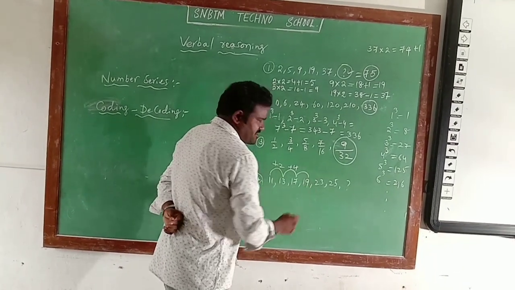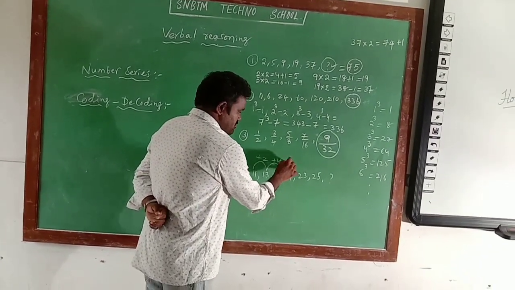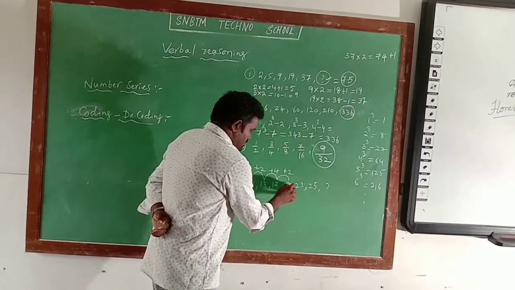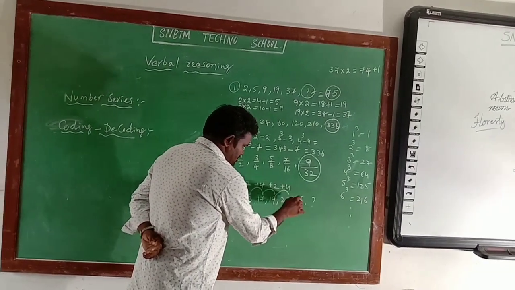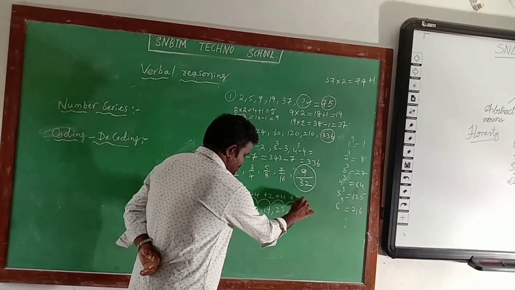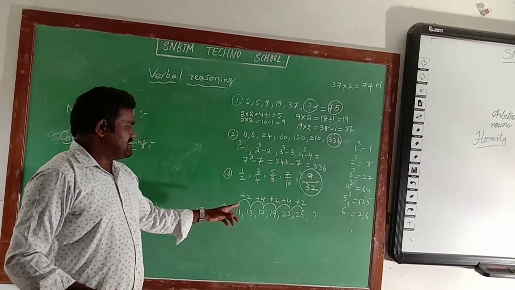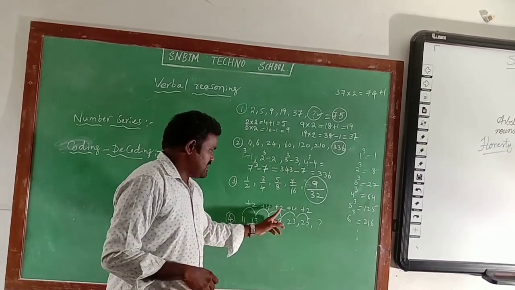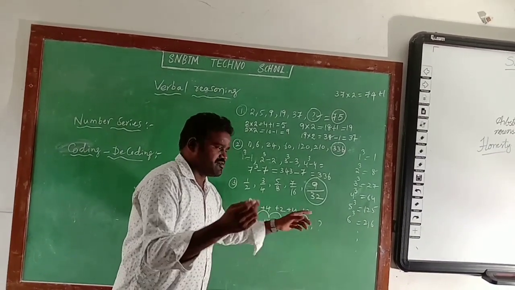So again what is the difference? 17 to 19, plus 2. 2 is the difference. So again what is the difference? Plus 4. Here clearly we can understand the pattern. Plus 2 one time, second time plus 4. Again plus 2, plus 4. Plus 2, plus 4, like that.